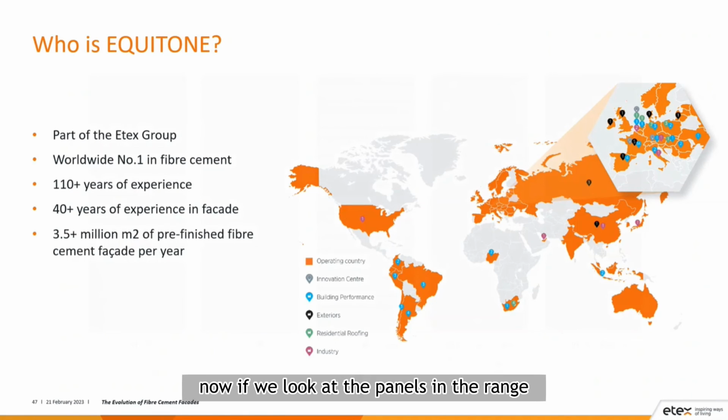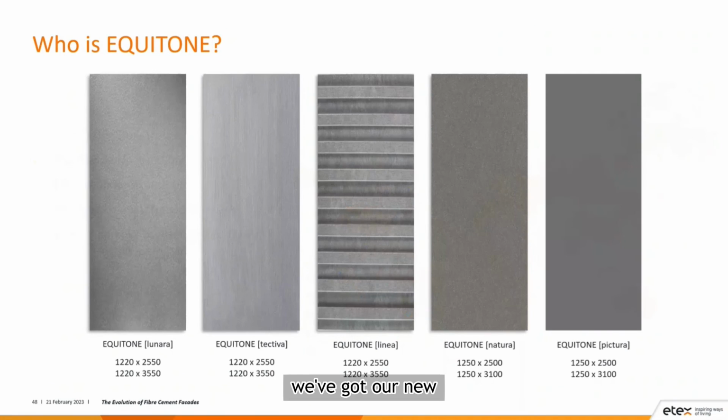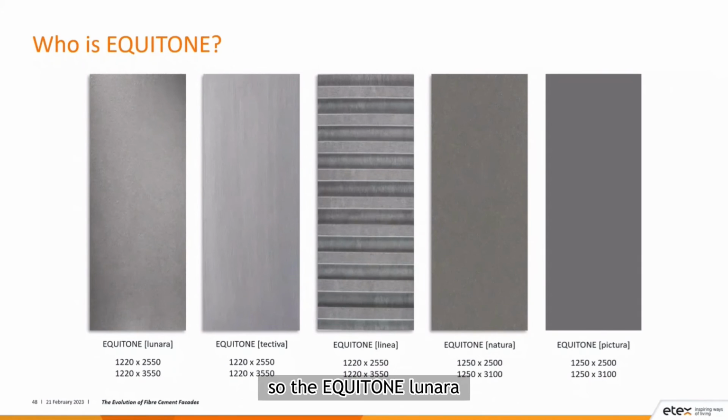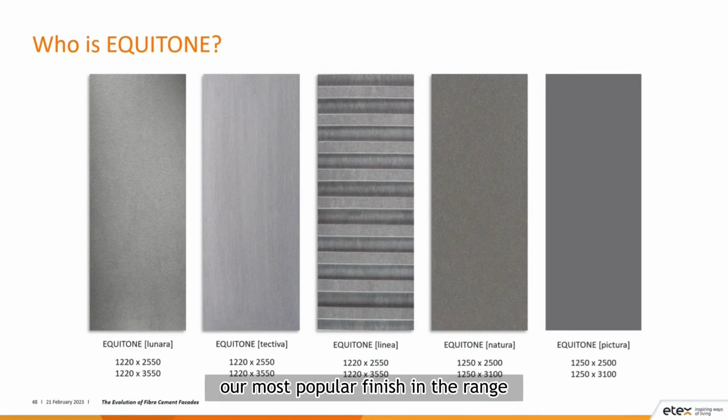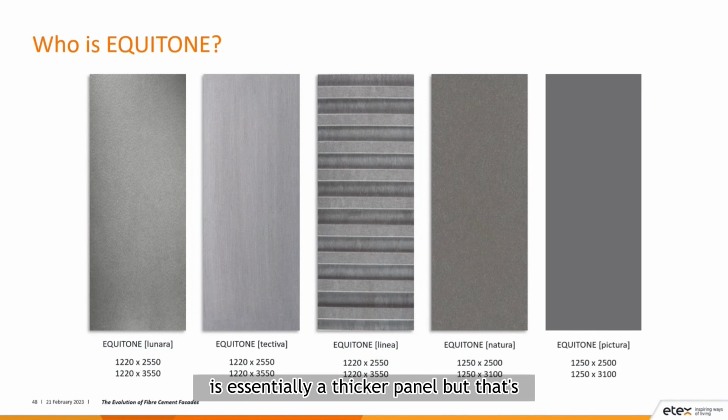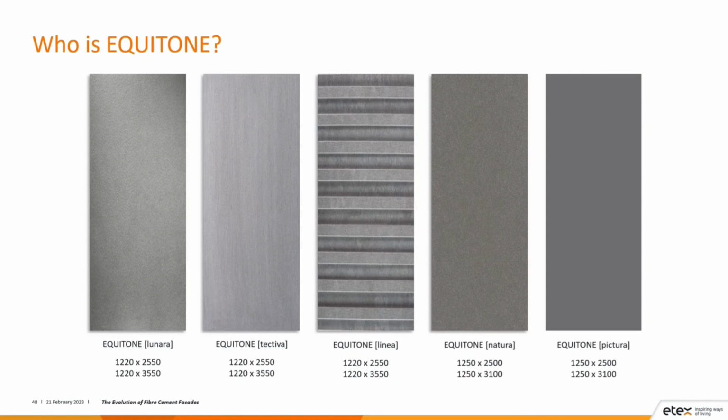Now, if we look at the panels in the range, we've got our new panel, which is our EQUITONE Lunara. The EQUITONE Lunara is a hammered and brushed surface finish, and then you've got the two sizes there. Our most popular finish in the range is our EQUITONE Tectiva. It's got a sanded face, and it gives you sort of like a concrete look. The EQUITONE Linear is essentially a thicker panel, but it's routed out 2 mil, so it's a 3D looking panel.